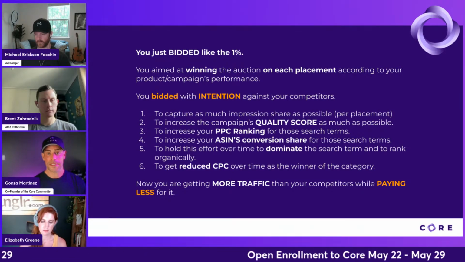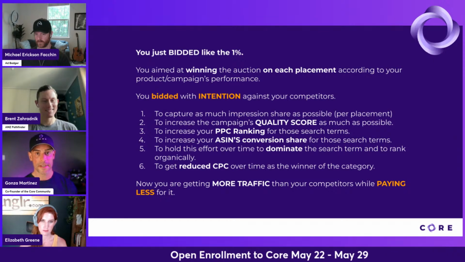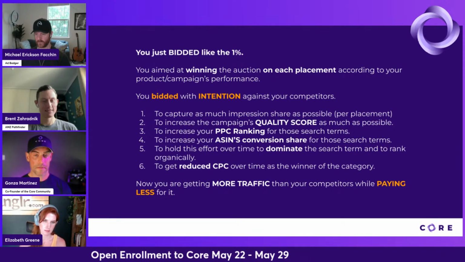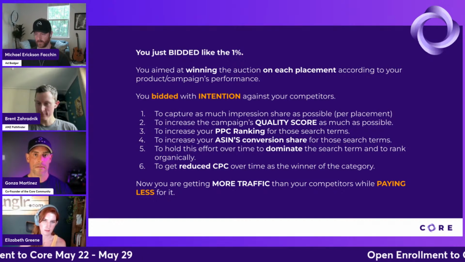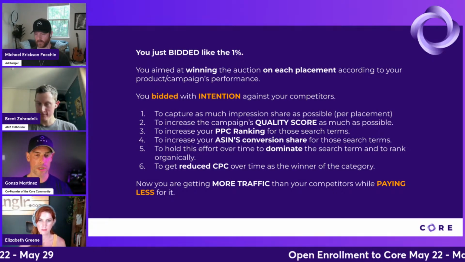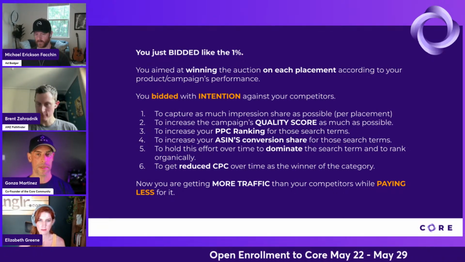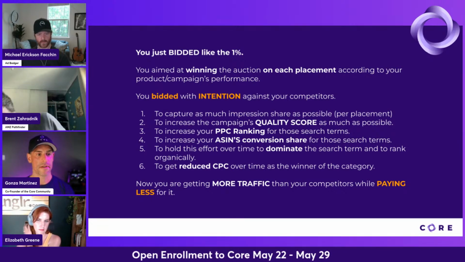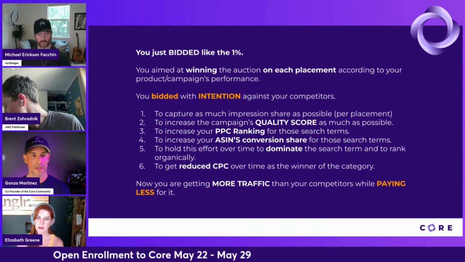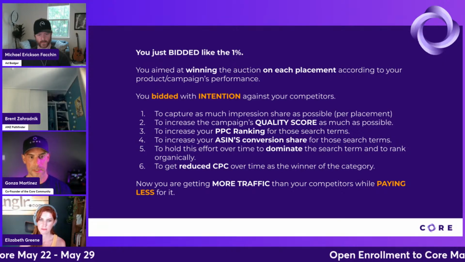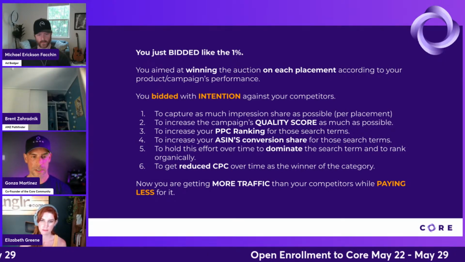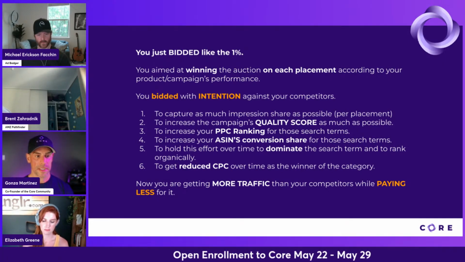Why is the 1%? Well, because it's labor intensive. Not a lot of people do it. Only a few people do it. And it is the most accurate way of bidding and controlling campaign performance on all 3 placements. And trust me, guys, it pays off. So by doing this, you aim at winning the auction on each placement, right? You're the winner on each particular placement, and you bid it with intention.